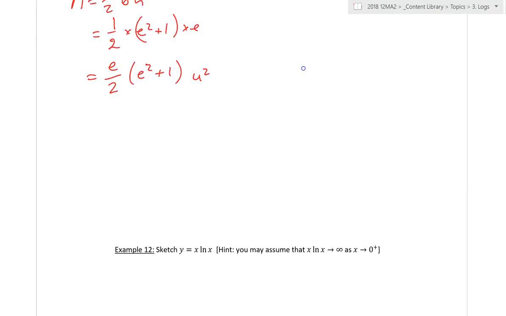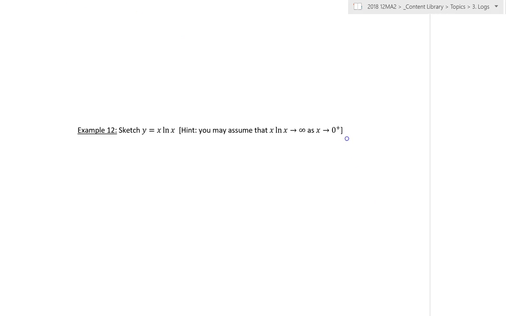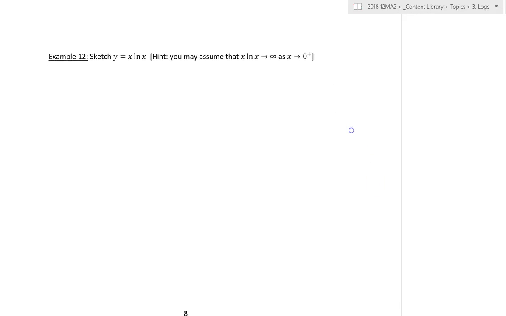Now I've got another one here. Sketch y equals x log x. There's some bits to do with this. There's a little bit of work to be done. So first of all, my domain.